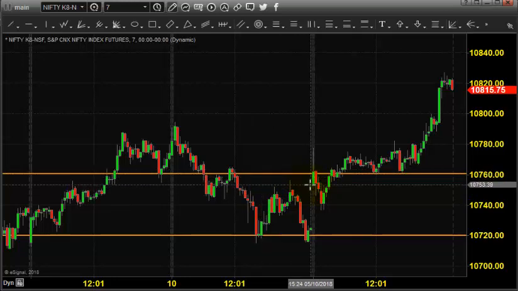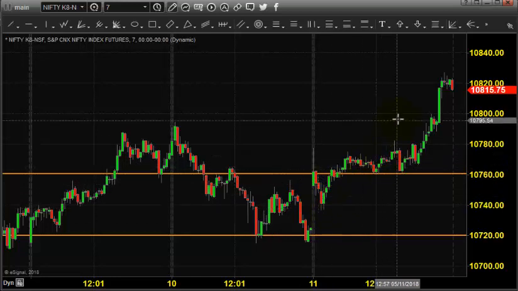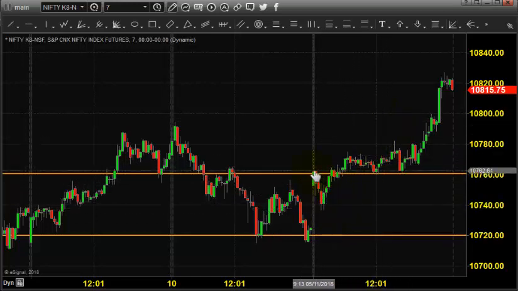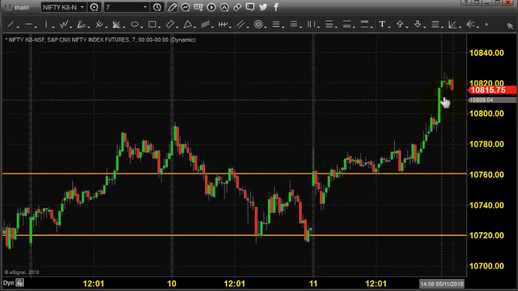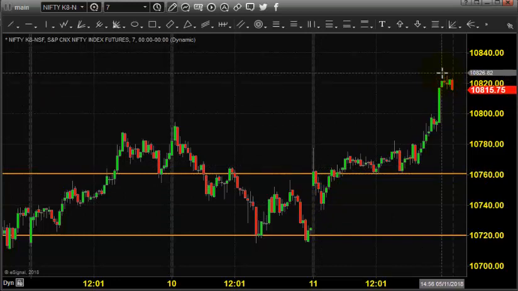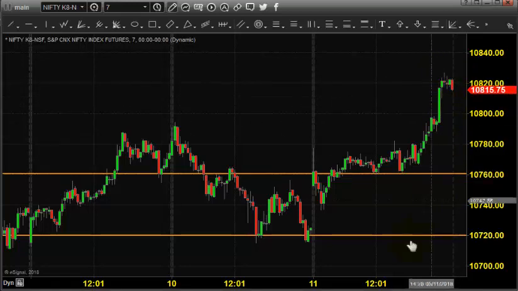We expected the index to stay in uptrend or in buying. Right after the opening, the price came down a bit again. It continuously went for buying, went near 10,825 and closed near 815.